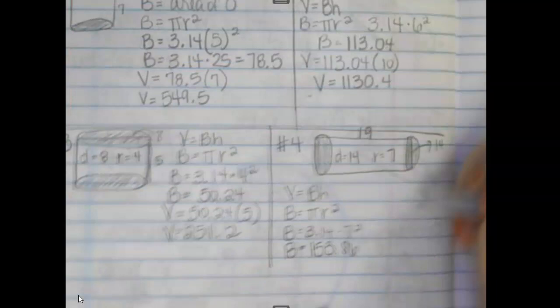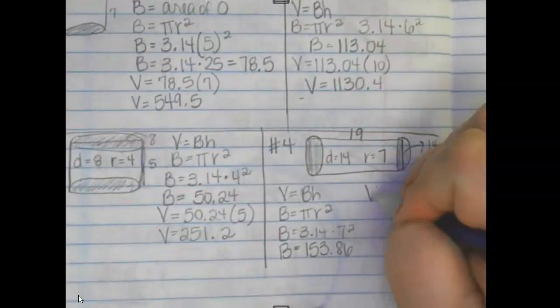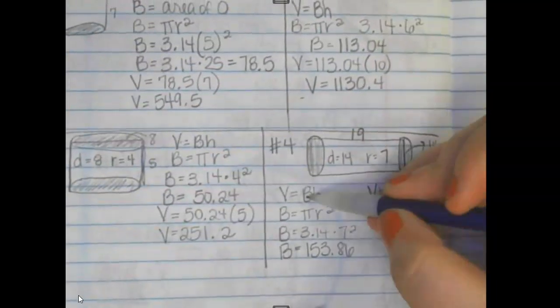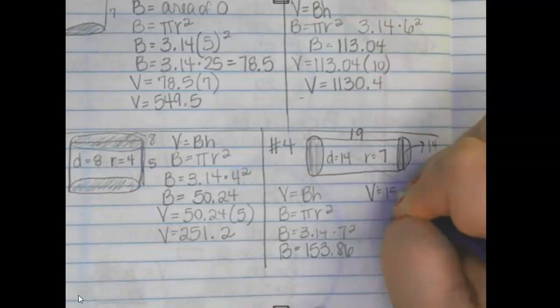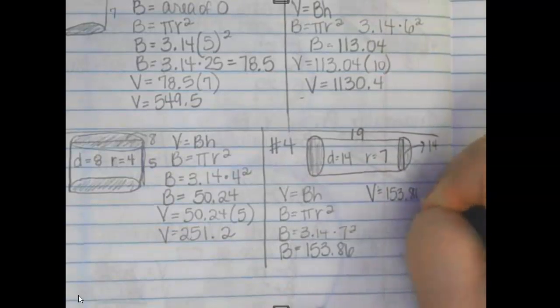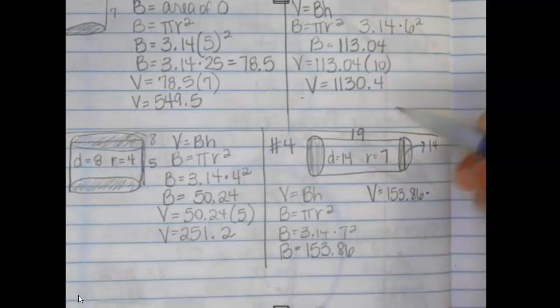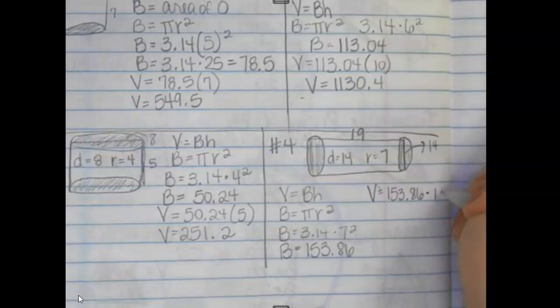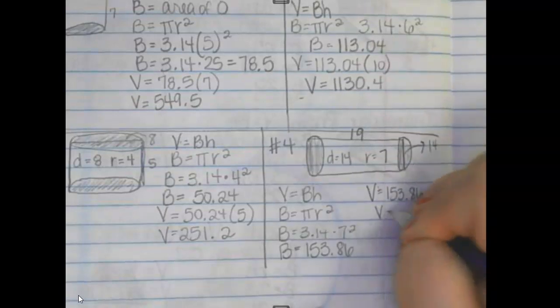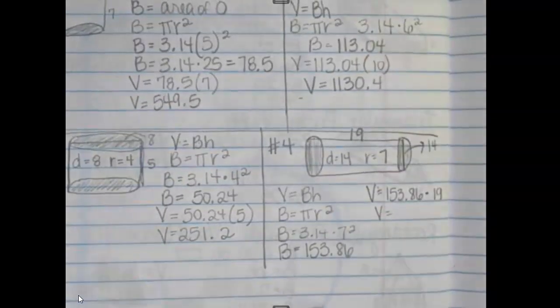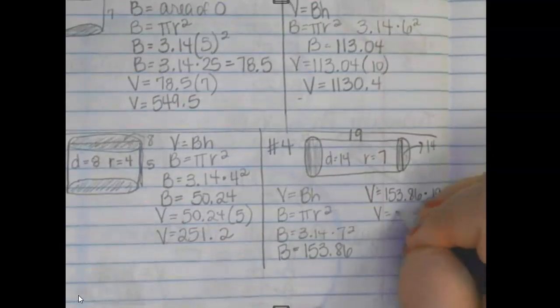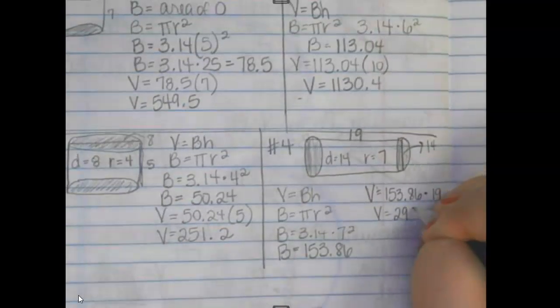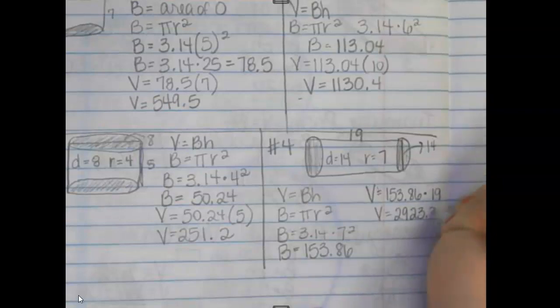All right, so I'm going to go back to my volume formula, which is big B H. I'm going to do 153.86 times my height, which remember my height connects my bases, of 19. So I'm going to multiply that times 19. And I get 2,923.34.